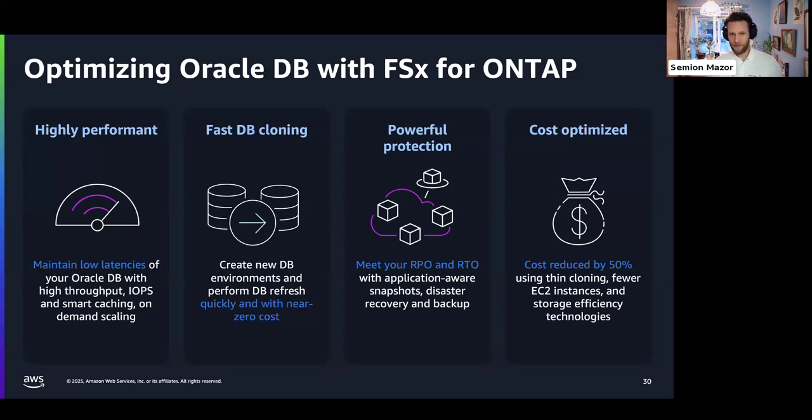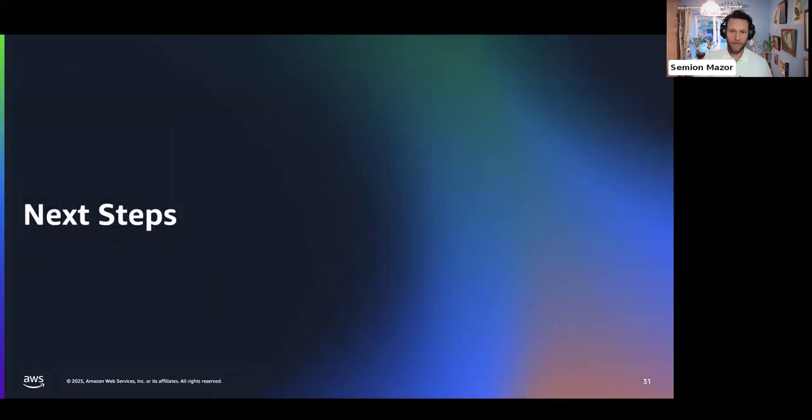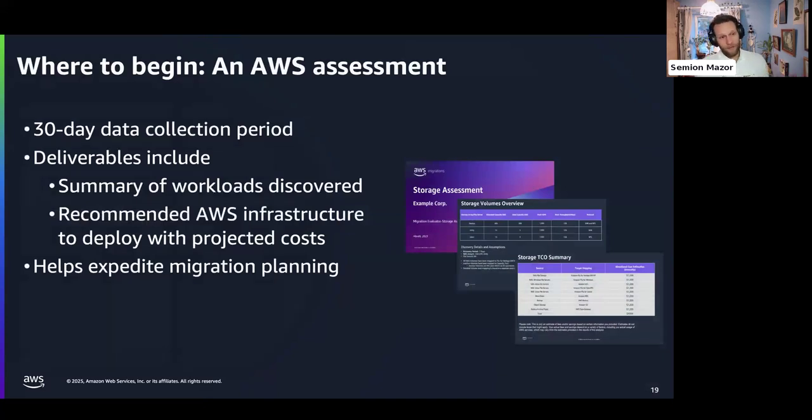So if that sounds good to you and you ask yourself, all right, so what's next? What should be my next step? So first, we very much recommend having an AWS assessment. You're welcome to speak with your AWS account team or with your NetApp account team if you're a NetApp customer. And having this assessment, which is a 30-day data collection to discover your existing workloads, you will get a full summary of the discovered workload and then a recommendation on the most fitting infrastructure to deploy on AWS and what would be the projected cost for that. And essentially it helps to expedite the migration and makes it smoother.